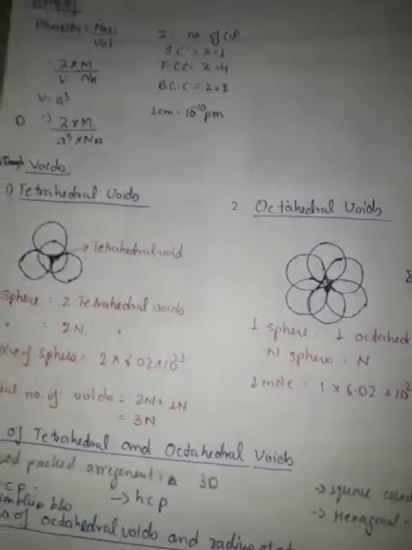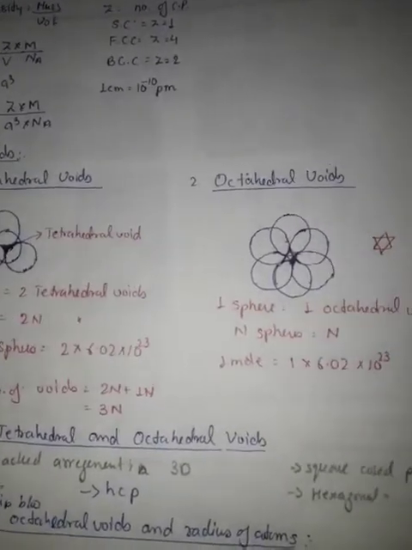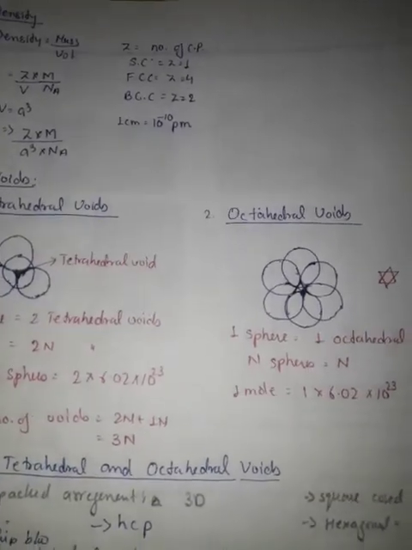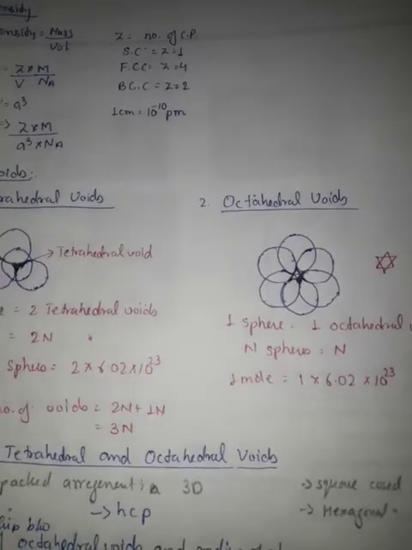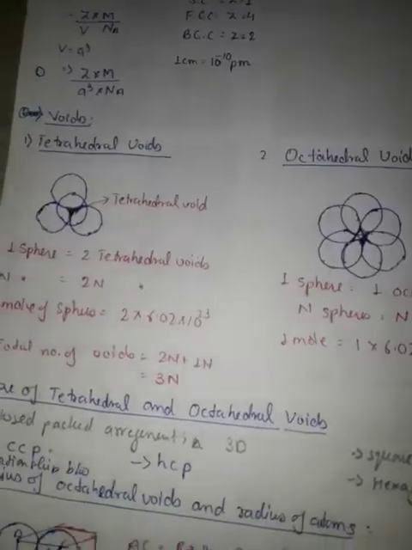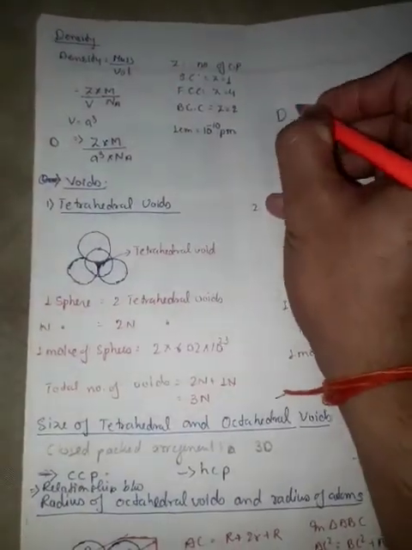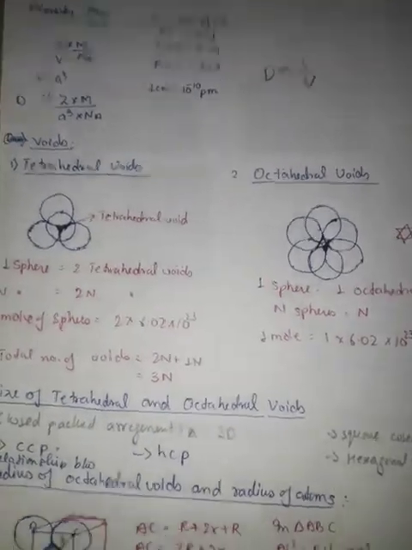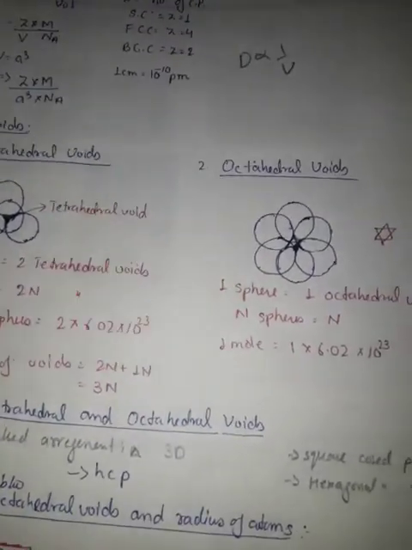Now let's study density. What is density? As we know, density is mass upon volume. We can say if volume is less, then density will be more. That is, density is inversely proportional to volume. If volume is less, then density will be more.